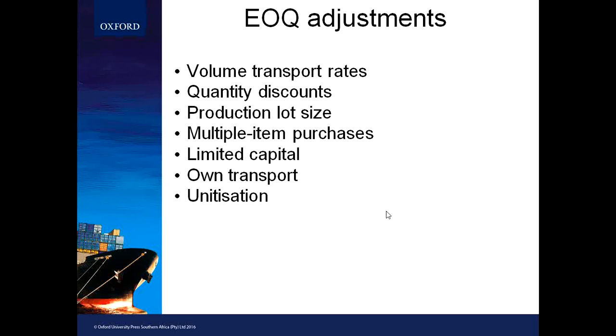As a general rule, the larger the order, the lower the transport cost per unit, because the cost is spread over more units. One could therefore expect that lower transport rates could be negotiated for larger order quantities. Similarly, adjustment for quantity discounts: when buying large quantities, discounts can also be taken into account by adjusting the economic order quantity. That is how it goes on.